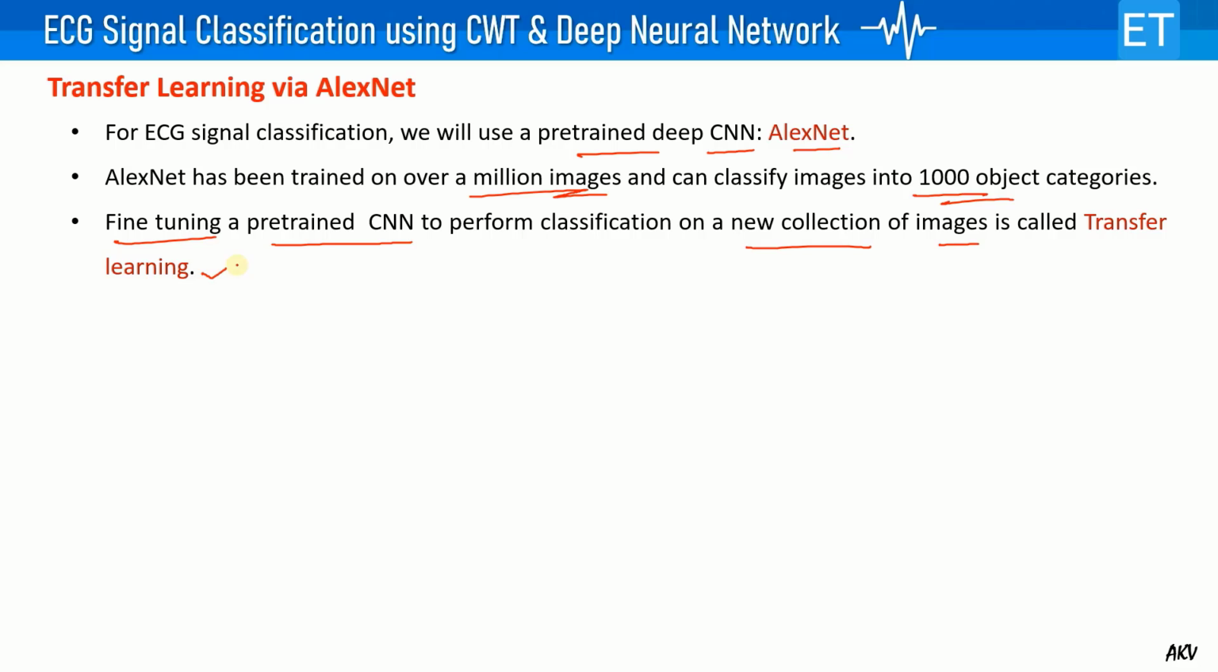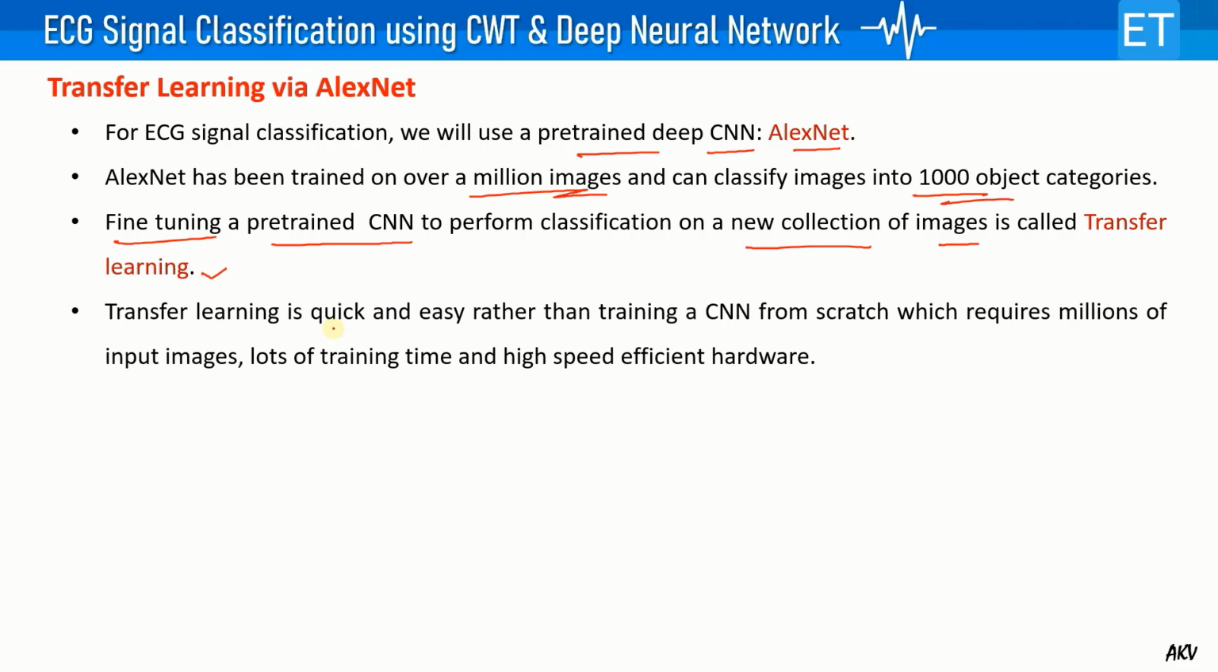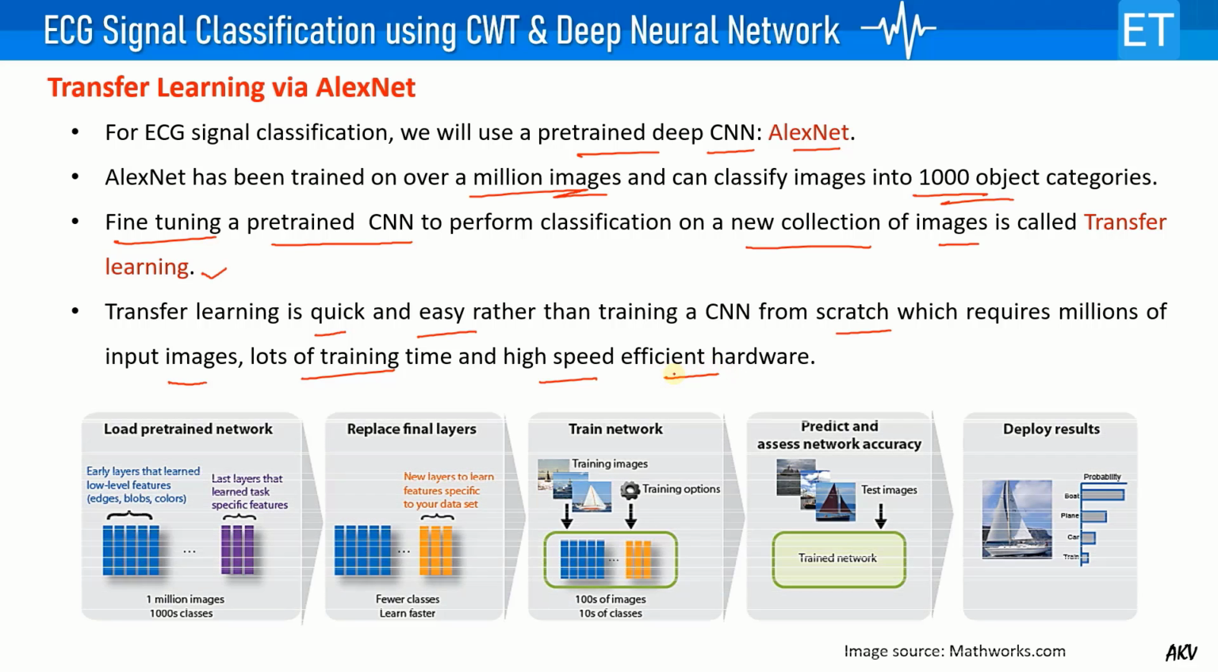We are not going to build a CNN and train it from scratch, because transfer learning is quick and easy. Training a CNN from scratch requires millions of input images for better accuracy, lots of training time, and obviously high speed and efficient hardware. So this is the procedure of transfer learning.